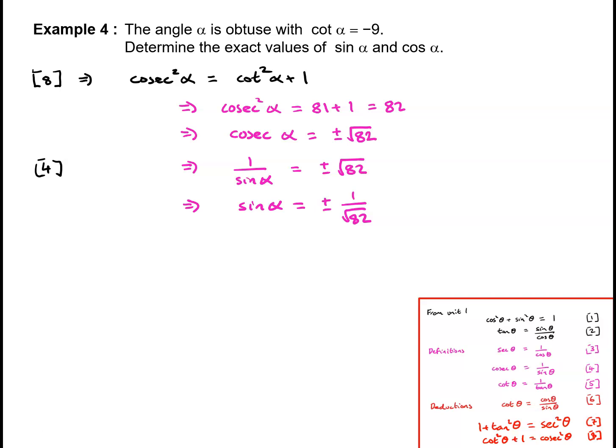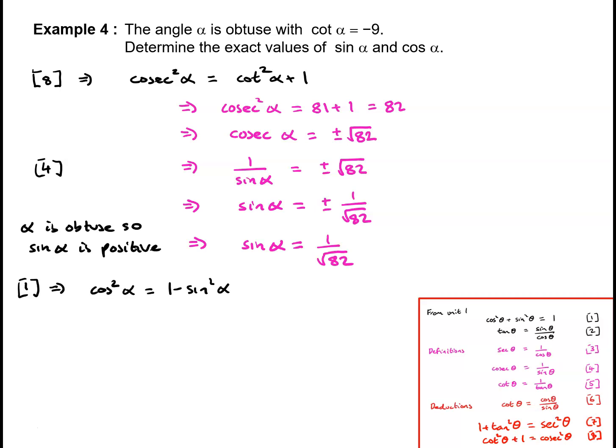The angle alpha is obtuse, which means that it's between 90 degrees and 180 degrees if we're working in degrees, or it's between pi by 2 and pi if we're working in radians. But in whichever case, the sine of an obtuse angle is positive. So we can say that sine alpha is 1 over root 82. We know that sine squared alpha plus cos squared alpha is always equal to 1. So cos squared alpha is 1 minus sine squared alpha, which is going to be 1 minus 1 over 82. So cos squared alpha is going to be 81 over 82.